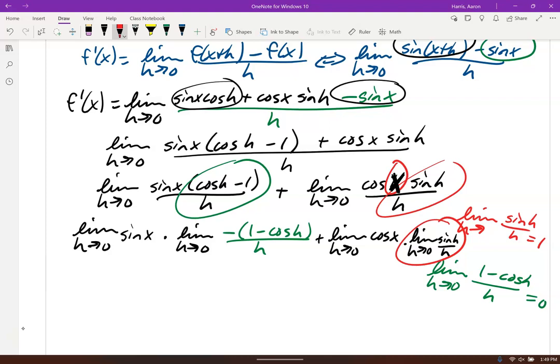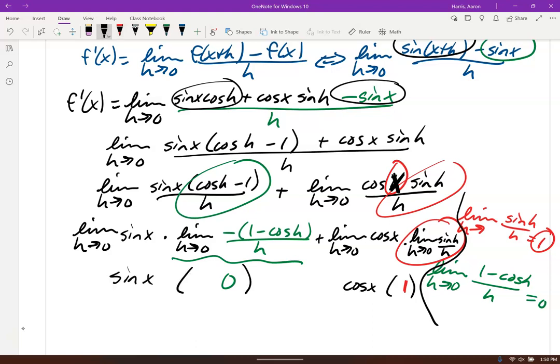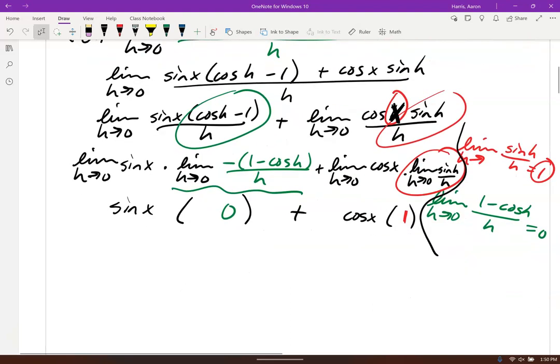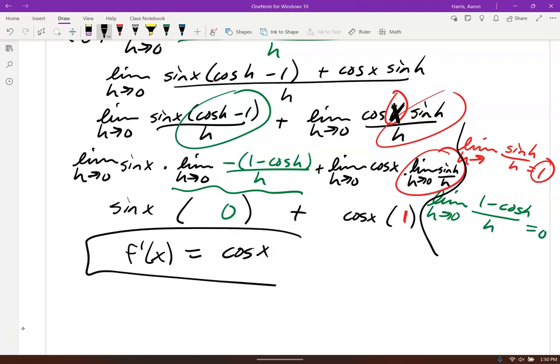Okay, well, we said this is 1. So that's 1 right there. The limit as h goes to 0 of cosine x is just cosine x. This part right here is negative 0, so just 0. This is sine of x times 0. So I have sine of x times 0 plus cosine x times 1. That's just the cosine of x. So the derivative of the sine is the cosine of x. So we just proved that the derivative is the cosine. Okay, so that's the process.